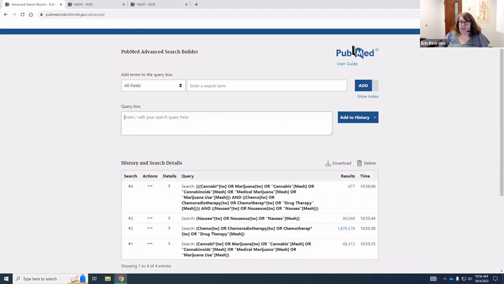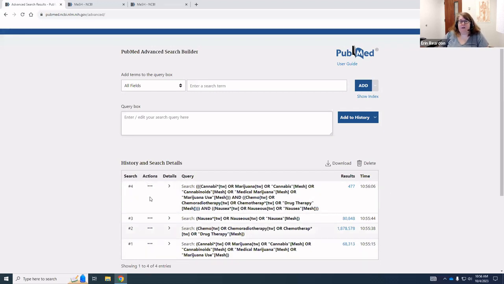So, good question in the chat. Can we use more than one field tag with the same word, or do we need to use it twice? So you would have to put it in twice. So if you wanted to say cannabis text word or cannabis TIAB, text word does look in the title and abstract, so you wouldn't need to do both of those. But if you wanted to be really specific, like I'm only looking in the title and the abstract and the keywords, then you would want to put those in individually as well.